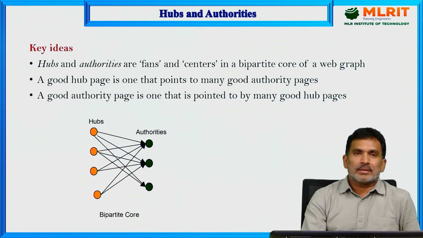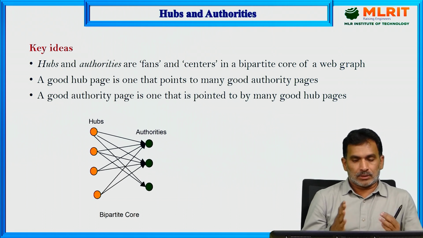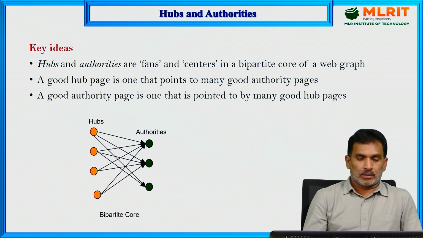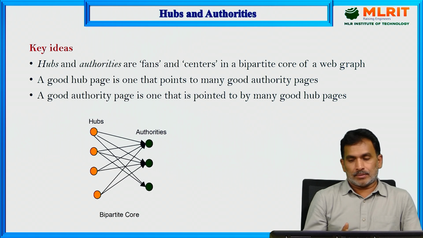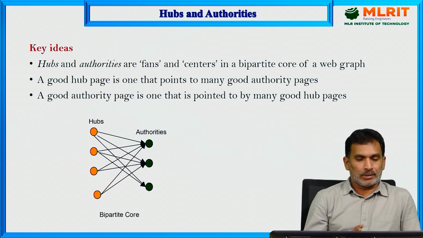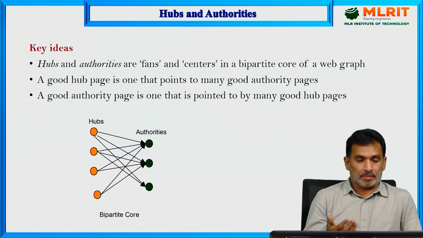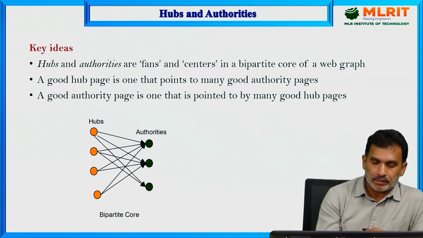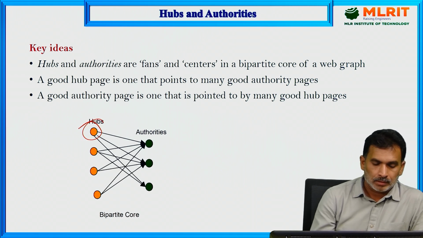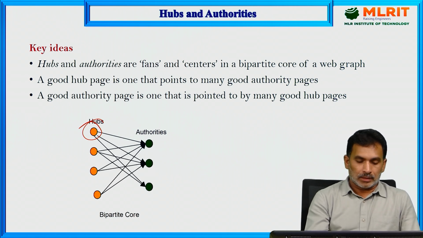Next, hubs and authorities. These are two types, or two categories, of websites. They are mainly used to understand how information flows through social media. Hubs and authorities are the fans and centers in a bipartite graph, the core of a web graph. A good hub page is one that points to many good authority pages, and similarly, a good authority page is one that is pointed to by many good hub pages.